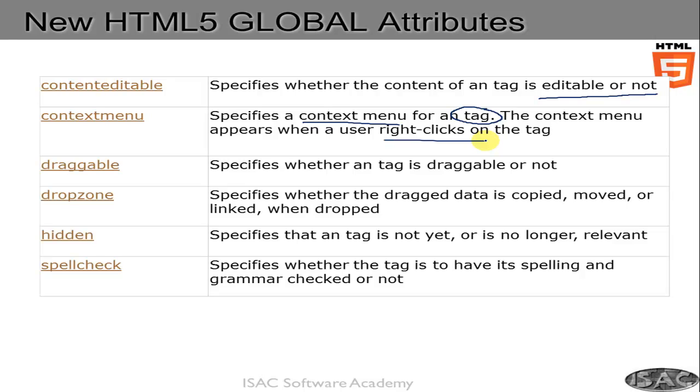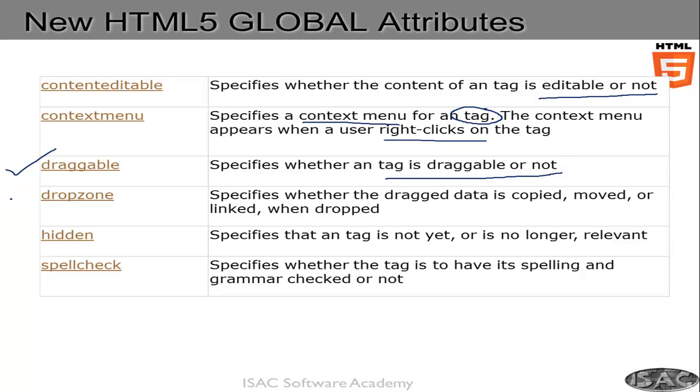This is very helpful because many times you might declare an element or tag in an HTML page and the user is not very clear what exactly this input button or text box will do. For that you can declare a context menu itself. Another attribute is draggable. This attribute says whether you can drag a tag or not in HTML5, which is very helpful sometimes.